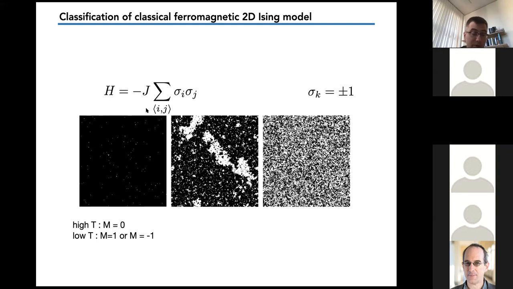This model has two phases. At high temperature, it's a disordered paramagnet in which the magnetization is zero. And at low temperature, it becomes a ferromagnet. And there are two possibilities. Either the magnetization is one or it's minus one. So all the spins point up or they all point down. A typical snapshot would look like this at zero temperature. Whereas if you are close to the critical temperature, you would see a typical snapshot like this, in which you have large clusters of down surrounded by large clusters of up.